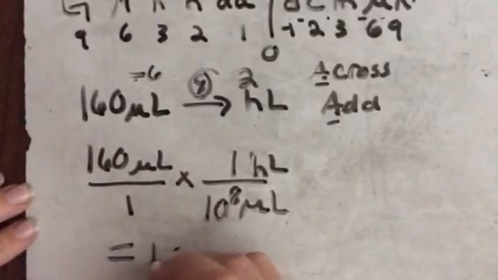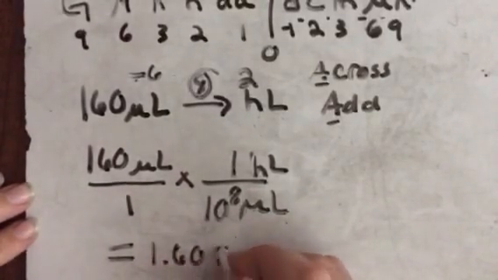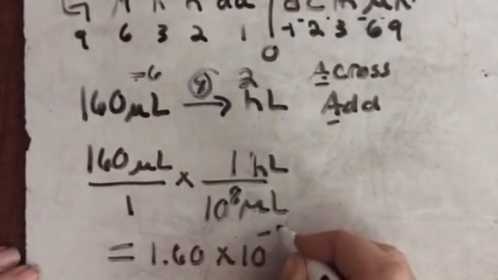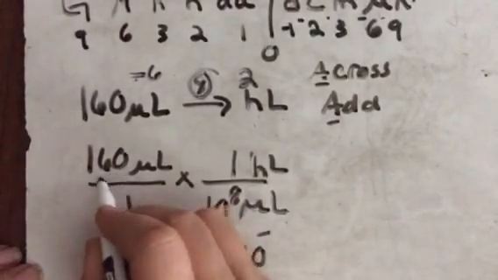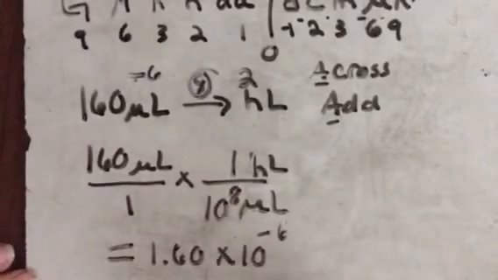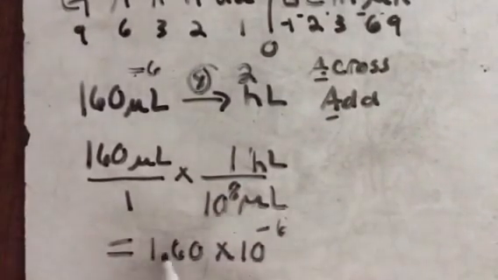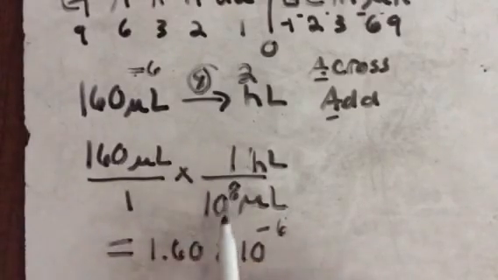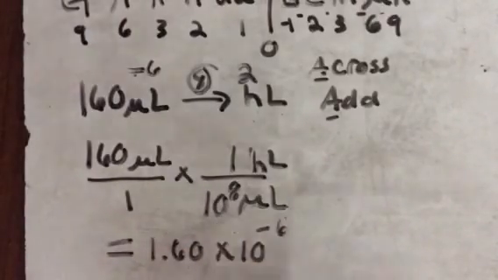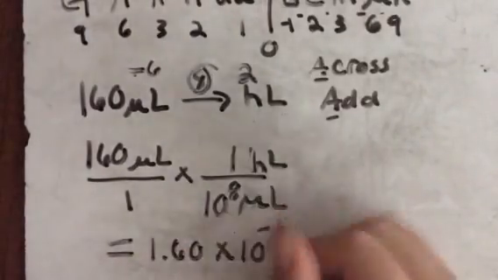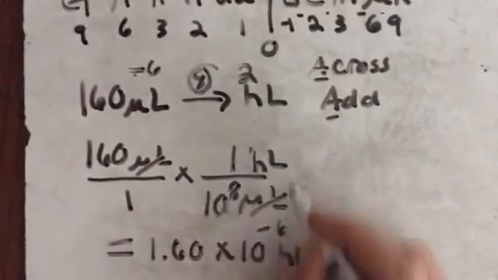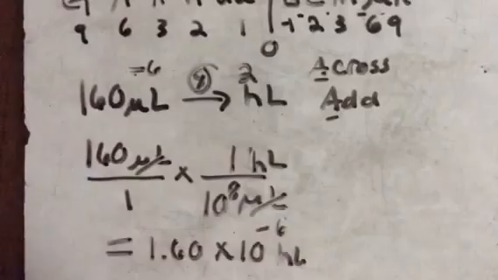Put it in your calculator, and you're going to get 1.60 times 10 to the negative, you're going to move it 1, 2, -6. If you don't know how to use your exponents, that's okay. Just put it in your calculator. Anytime you multiply, you're going to multiply across, and anything on the bottom, you're going to divide. Don't forget your unit, because microliter canceled out. So we have that many hectoliters. So we're going to do another one.